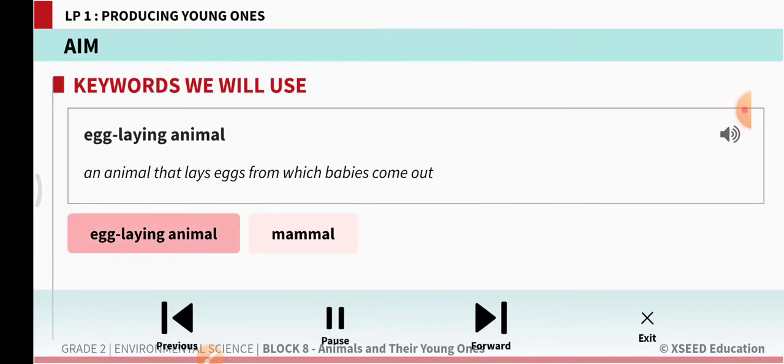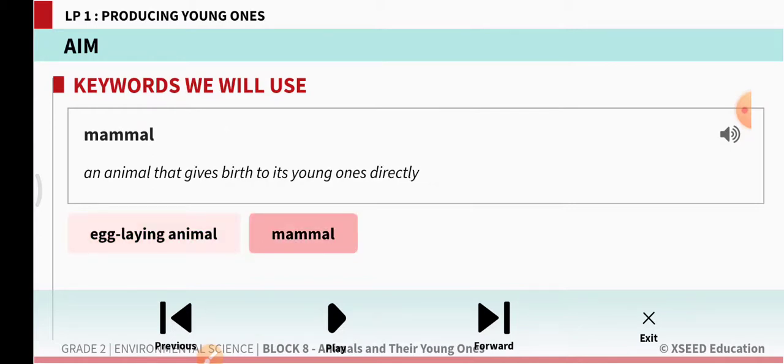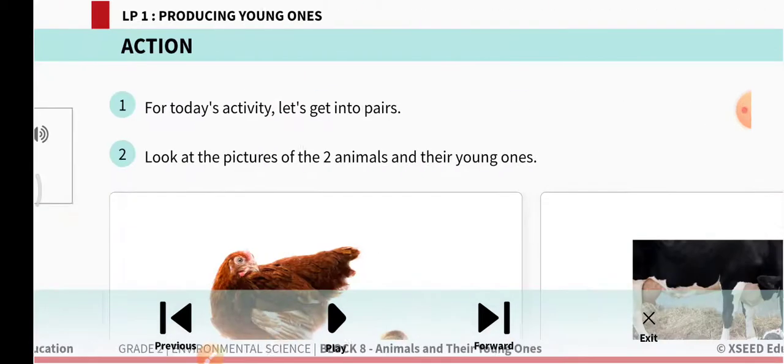The key words that we are going to learn are egg laying animal. An animal that lays eggs from which babies come out, such kind of animals are called egg laying animals. Then what are mammals? An animal that gives birth to its young ones directly is called a mammal.